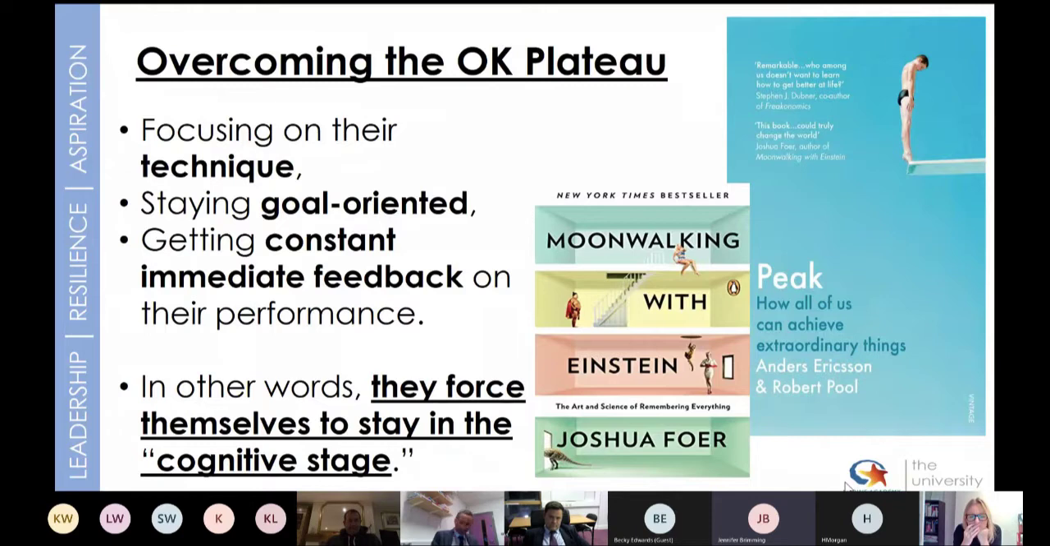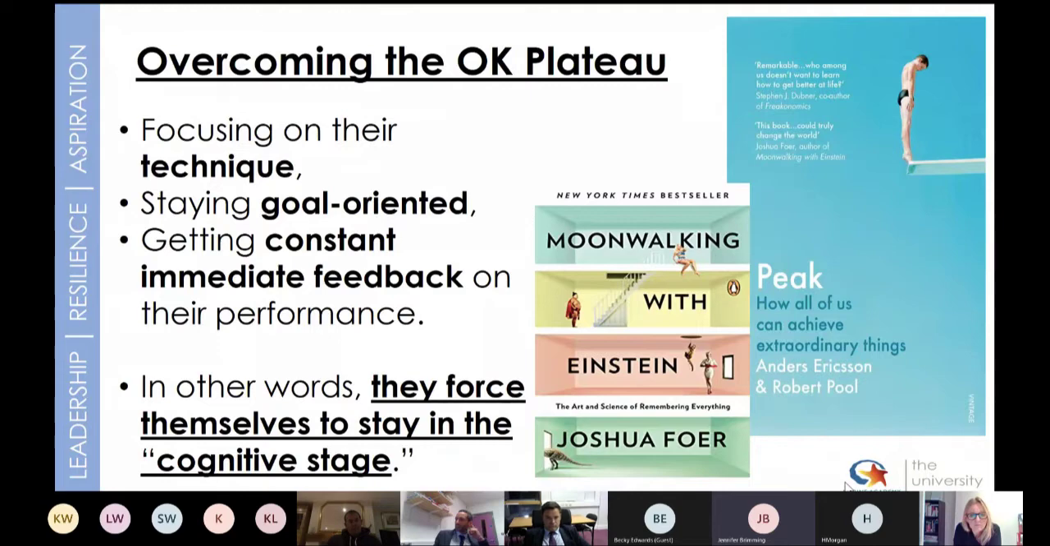So we spoke about that as a staff, and we thought about why it's important that we don't reach that OK plateau, and we looked at research to find out how you get over that. And that's where the psychology comes in: making sure you focus on your technique and constantly get immediate feedback on your performance. We try to force our teachers to stay in what we call the cognitive stage, where you are constantly getting better.